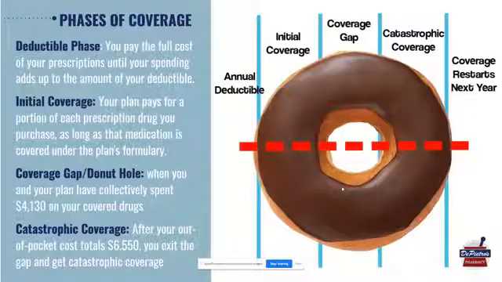And then as you pay out of it, you go into the initial coverage area which is where you'll have the standard copays that you're expecting to pay. And then if you're on expensive medications, when you and your insurance company spend X amount of dollars, this year it would be $4,130, then you fall into the coverage gap, also known as the donut hole.